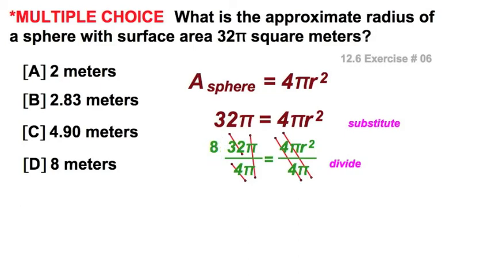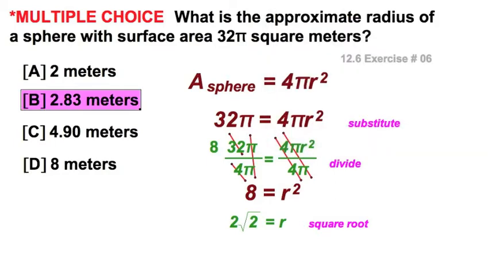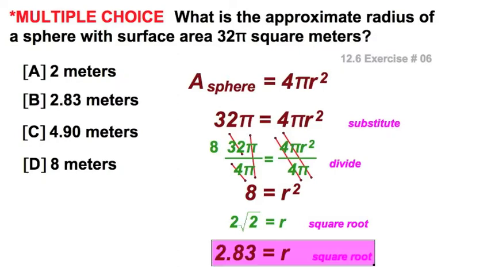The right side is r squared, so we've got r squared is 8. Now, you could take the square root, you all know that, but you could also just go right for the calculator. Put in the 8, take the square root, and there you go, 2.83. That looks like it would be choice B. So that would be your solution.